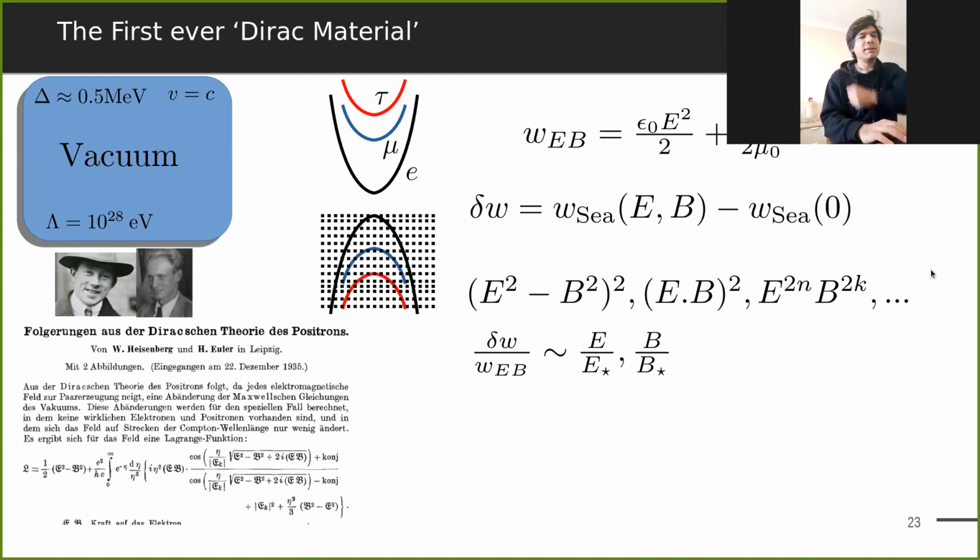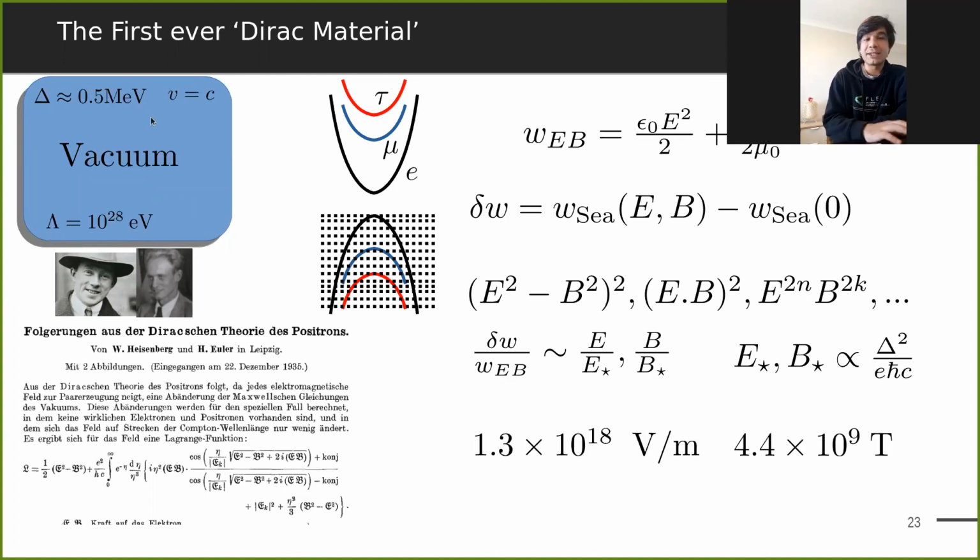And they find that these nonlinear terms become comparable to the vacuum energy, to the classical energy at these fields, E star and B star. They find that this E star, B star are proportional to the gap squared. And because this vacuum material has a very large gap, they turn out to be extremely large numbers. So this is the value of the electric field at which you would observe some sort of nonlinear effect. And so this is the value of like billions of Tesla where you could see some nonlinear effect in vacuum.